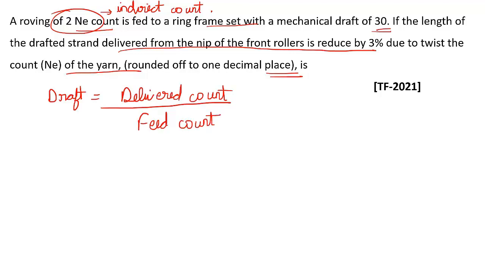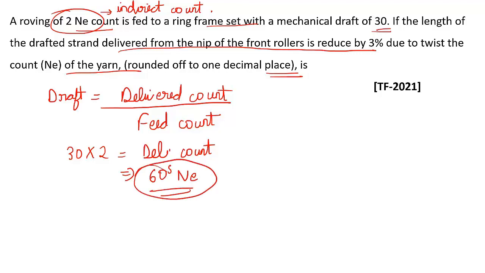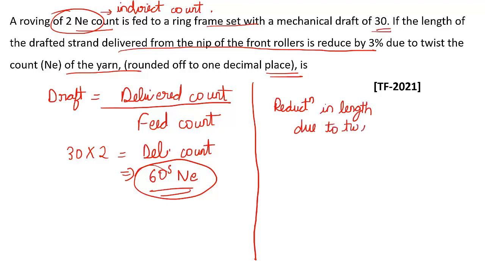The feed count is said to be 2 Ne and the mechanical draft is 30. So 30 into 2 will become your delivered count, and it is 60 Ne. This is the delivered count. But there is a reduction in length due to twist of 3%. How much will the length be reduced due to twist? 3% of 60, it will come out to be 1.8.